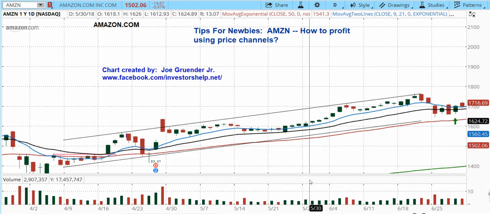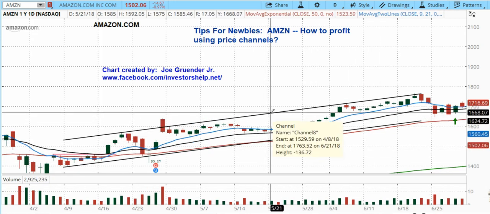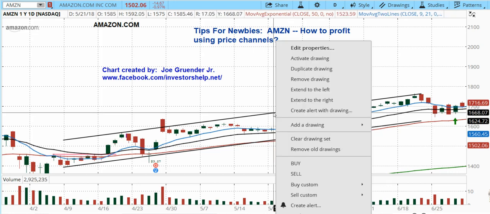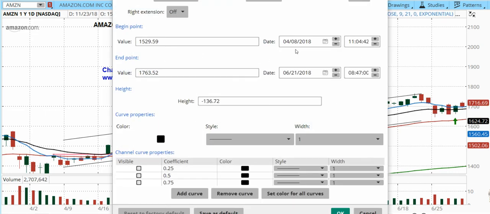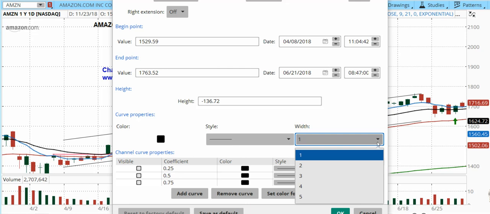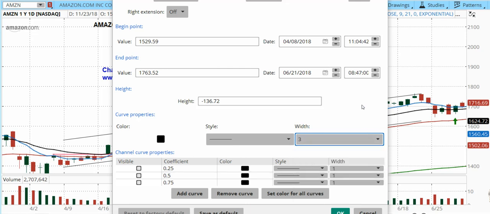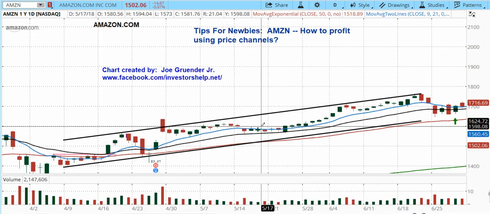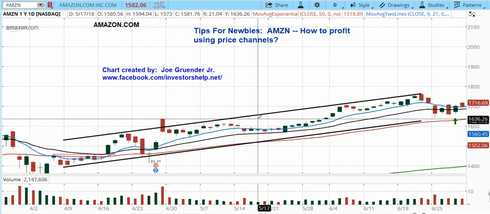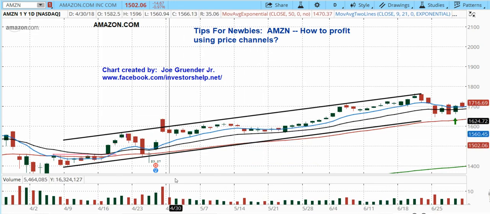So what I'm going to do, 2 things. One, I'm going to right click on the black line and edit the property of that tool. I want to leave it black. I want to make it fatter so it's easier for you all to see. Let's change it to 3. And also I want to extend it to the right. Okay, so you see it's thicker. These 2 black lines now are channels, so it's easier for you to see.